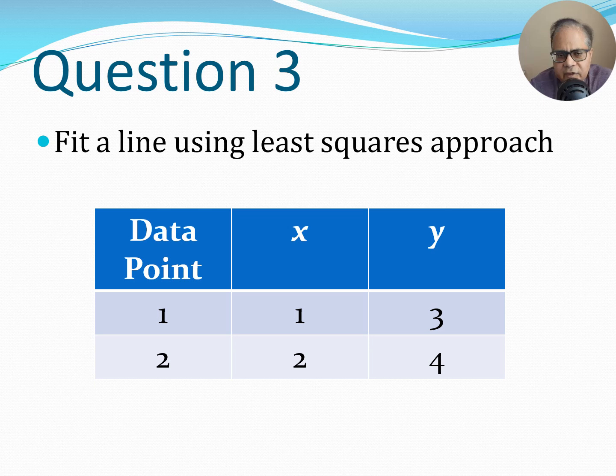Now question 3 is a very simple trick question. I have just put it here because sometimes people ask this question to give a curveball or a googly to the student. So essentially the question is: fit a line using the least square approach, and you are given two data points here.